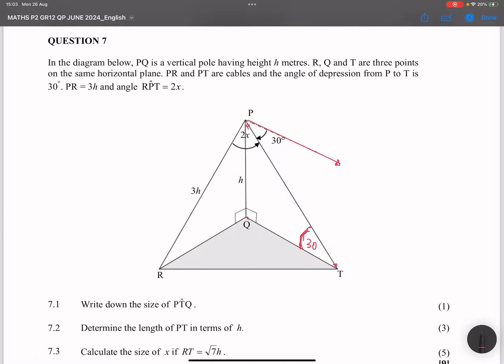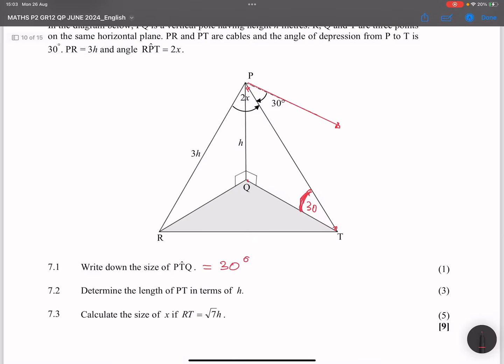PTQ, so it's exactly that angle, and we said PTQ is equal to 30 degrees. They say determine the length of PT in terms of H. So in which triangle do we have the most information? I'm looking for PT, which is this side over here. I want PT in terms of H, and I already have the opposite side there, which is H.